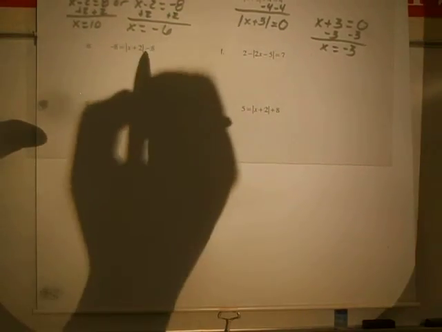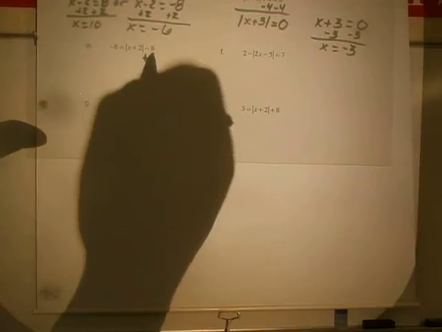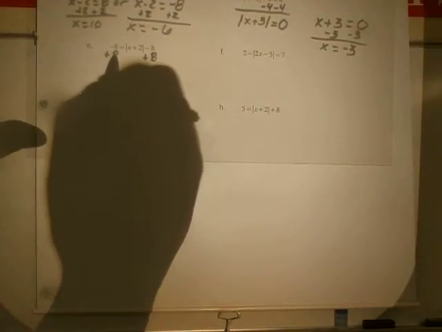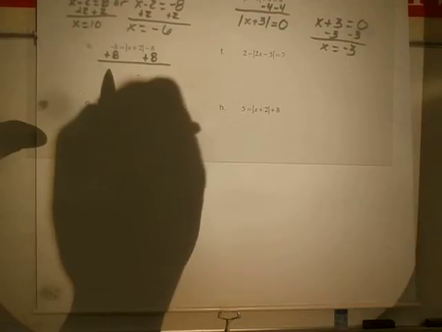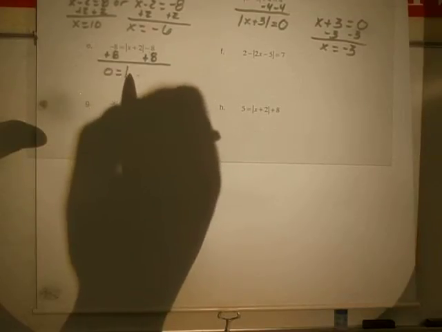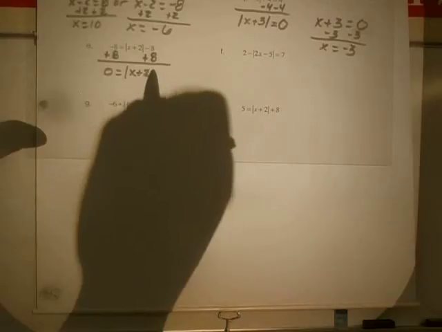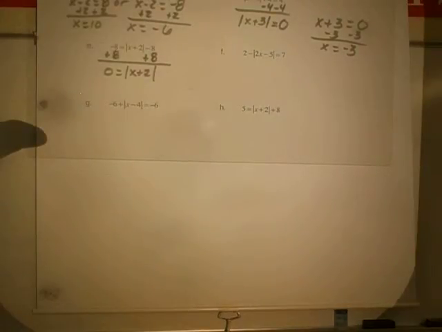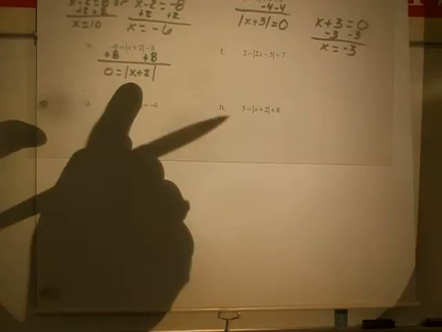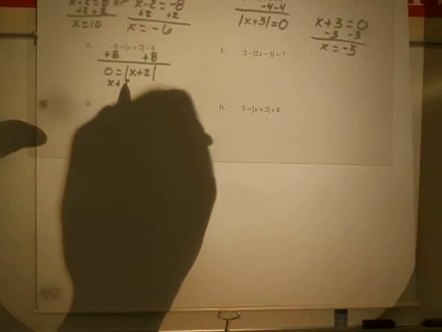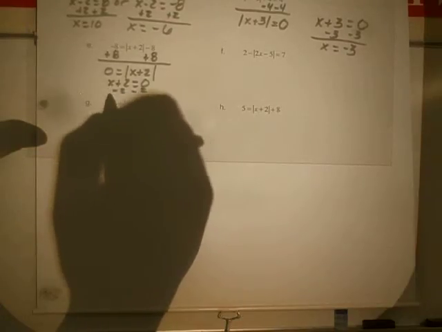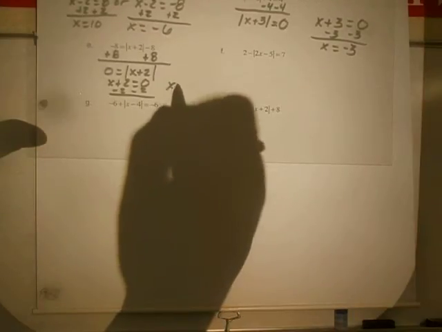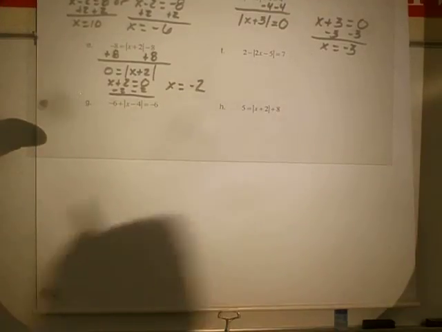Example E, we need to get rid of this subtract 8 first of all. Adding 8 to both sides, we have 0 equals the absolute value of x plus 2. There's only one number that has an absolute value of 0, and that is 0. So we solve x plus 2 equals 0. Subtract 2 from both sides, and we're left with x equals negative 2.